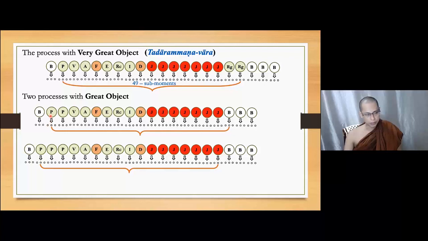If the object starts to arise here, registration cannot arise, because according to the nature of registration, it arises two times; it cannot arise only one time. Thus, there is not enough time. After the javana, only one mind moment remains for the lifespan of the object. That is why the registration does not arise. Instead of the registration, the bhavanga continues.